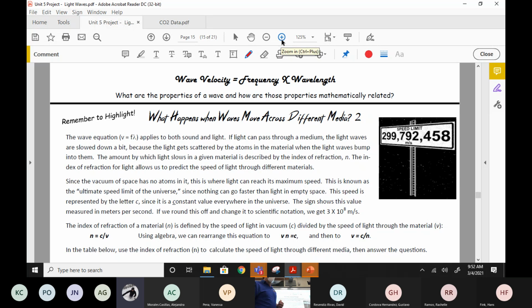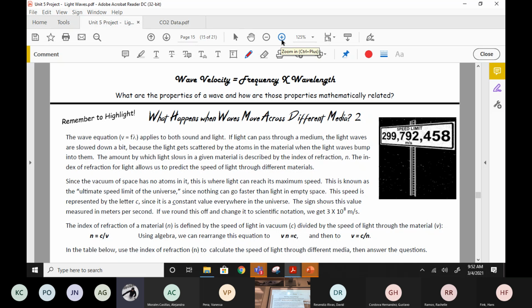So let's read this together, and please highlight the important stuff as we go. The wave equation, velocity equals frequency times lambda, wavelength, applies to both sound and light. If light can pass through a medium, the light waves are slowed down a bit because the light gets scattered by the atoms in the material when the light waves bump into them.